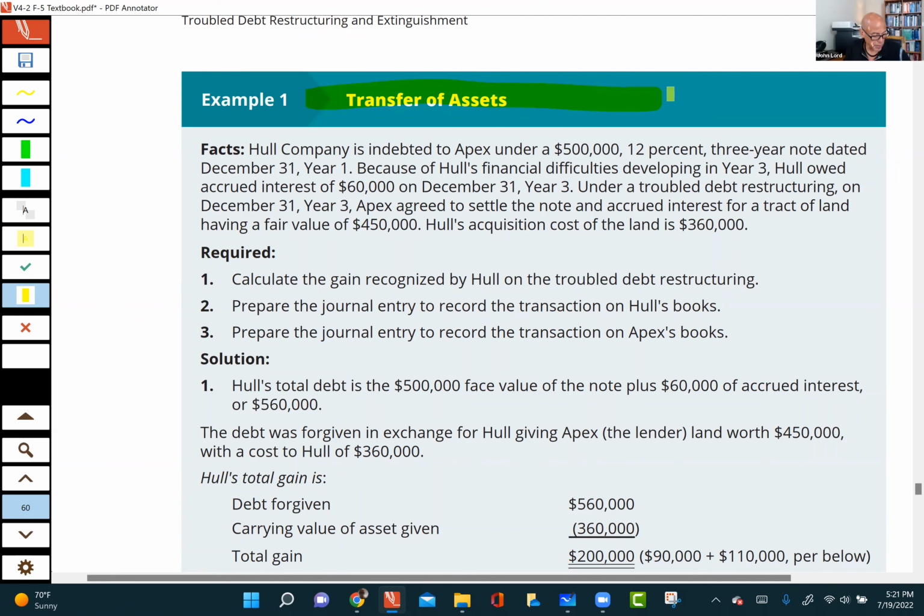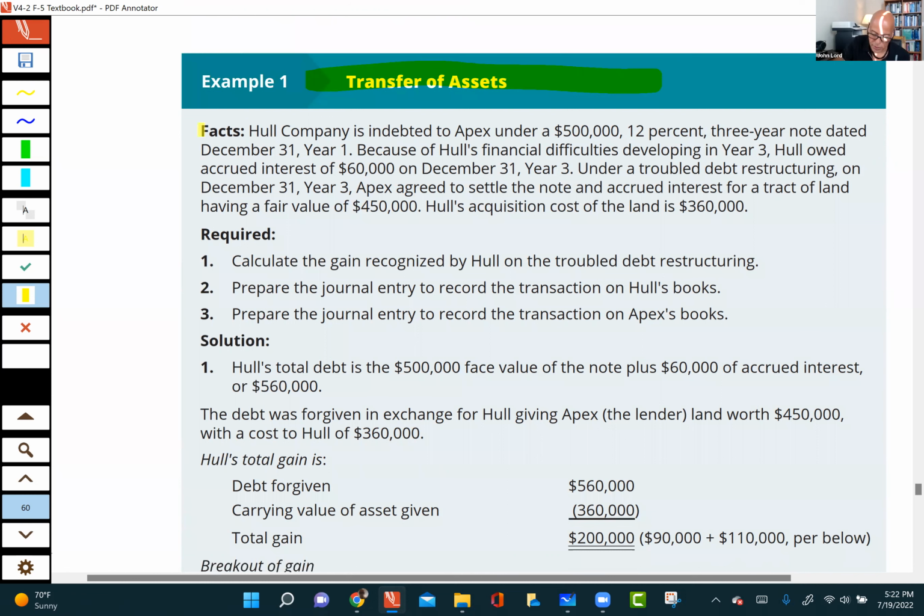Okay. So let's look at transfer of an asset. And let's just read through the facts here of this question, because we're going to use them a couple times. Hull Company is indebted to Apex under a 500,000, 12%, 3-year note dated December 31st, year 1. Because of Hull's financial difficulties developing in year 3, Hull owed accrued interest of 60,000 at December 31st, year 3. Under a troubled debt restructuring on December 31st, year 3, Apex agreed to settle the note and accrued interest for a tract of land having fair value of 450. Hull's acquisition cost was 360.